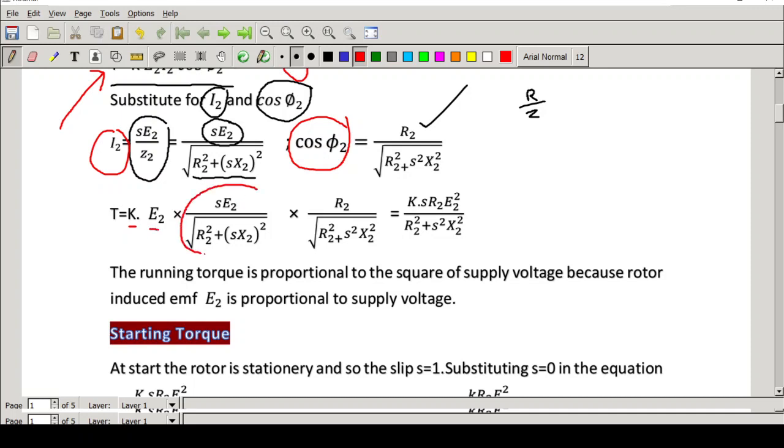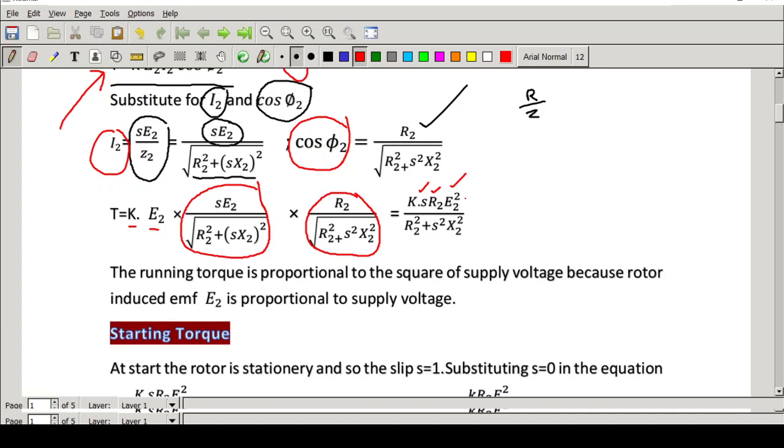This one. And instead of cos phi 2, we will substitute this expression. So, what is the final expression for the running torque? K into S, where S is the slip, R2 is the rotor resistance, then the square of the induced EMF by R2 squared plus S squared x2 squared.